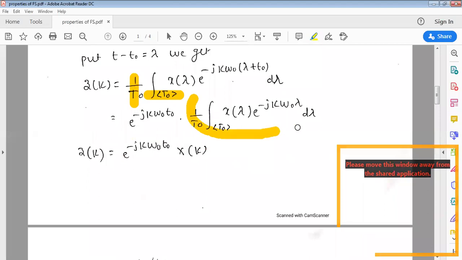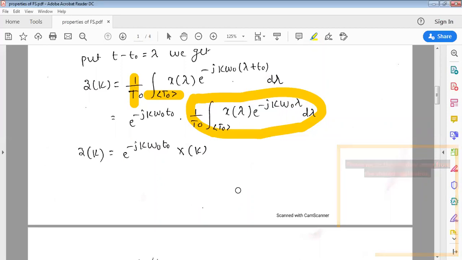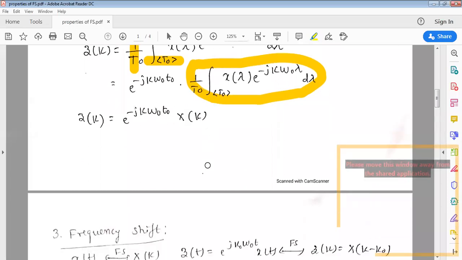See here, look at this term. This entire term is 1 by T naught integral for a period of T naught x of lambda e power minus jk omega naught lambda. So this is nothing but your x of k. Is it clear to you? Are you able to follow? Yes, Sahana? Any doubt?